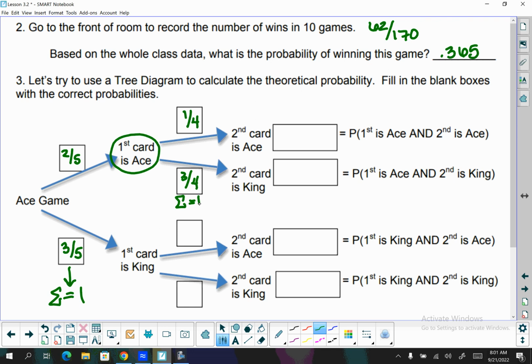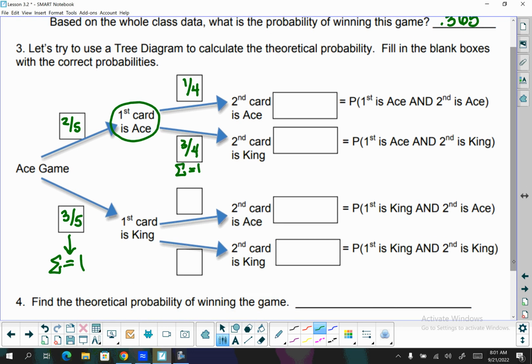Okay. And then we have another scenario. First card is a king. We take a king out. What's the probability that the next card is an ace? How many aces are left in the deck if I take a king out? 2. 2 out of 4. How many kings are left in the deck if I take a king out? 2. Okay, and again, those 2 also add to 1.